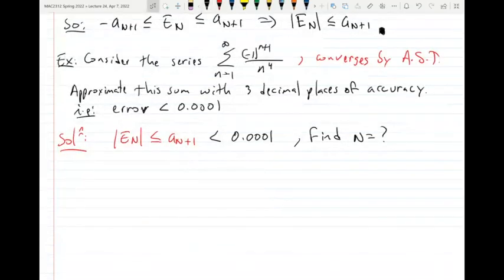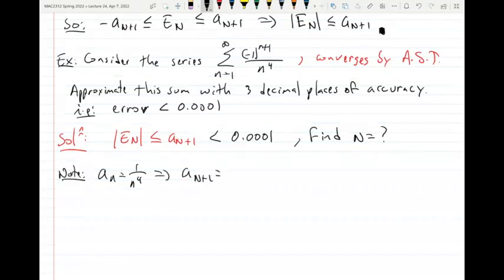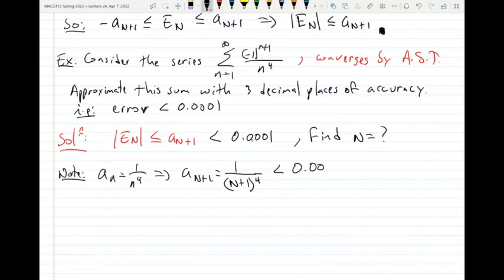So now we go to our formula. So remember, An plus 1, so note our An is 1 over n to the 4, okay? You forget about the plus or minus. So that means that An plus 1 is going to be equal to 1 over n plus 1 to the 4. And we want to make this less than 0.001.